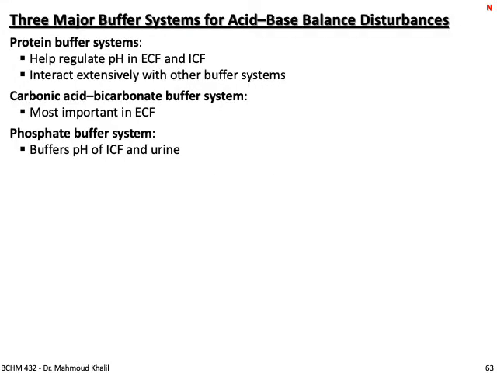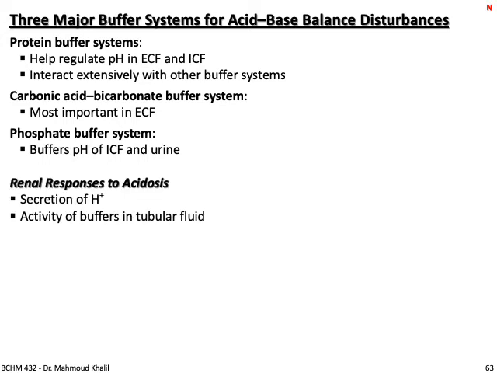There are three major buffer systems for acid-base balance disturbance: the protein buffer system, the carbonic acid bicarbonate buffer system, and the phosphate buffer system. The protein buffer system regulates the pH of both fluids, ECF and ICF, and they interact together with the other buffer systems, while the carbonic acid bicarbonate buffer system is important in ECF and the phosphate buffer is important in ICF and urine.